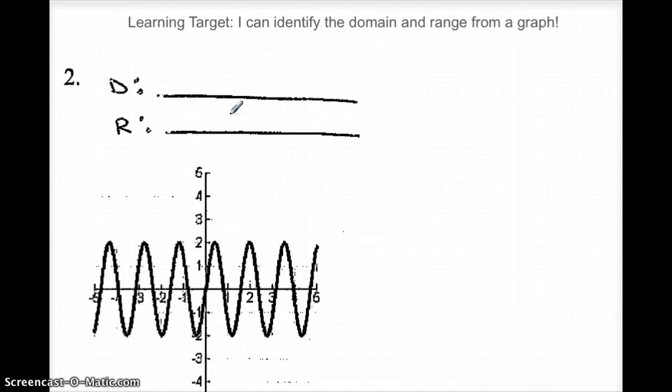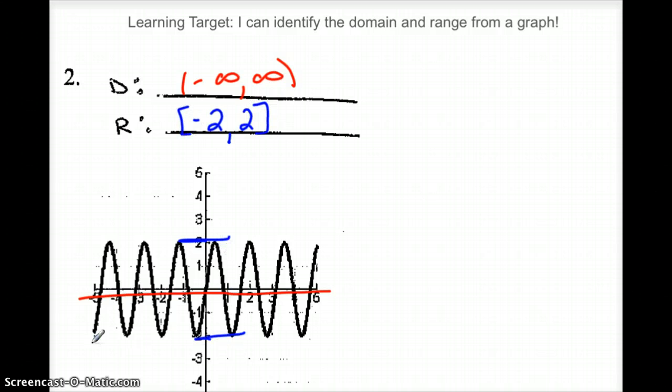Now this is a cool graph. Left to right, if I extended the squiggles, I could always find a place for my finger. However, the range, I have a cap on the top and bottom. I never go below -2, and I never go above +2. So I'm going to put brackets around those since it reaches those numbers.